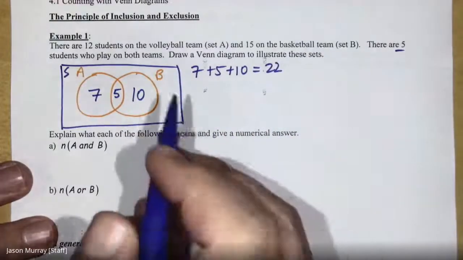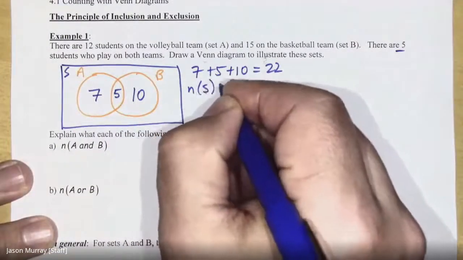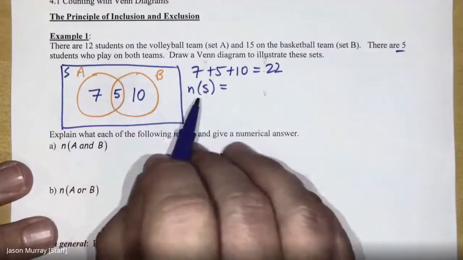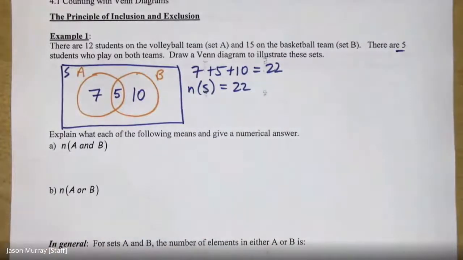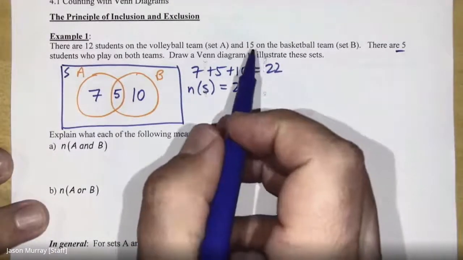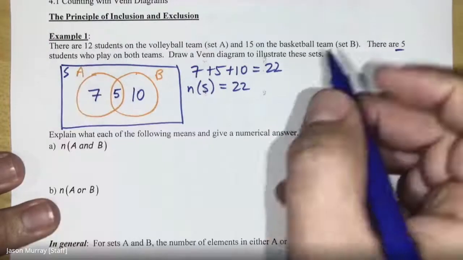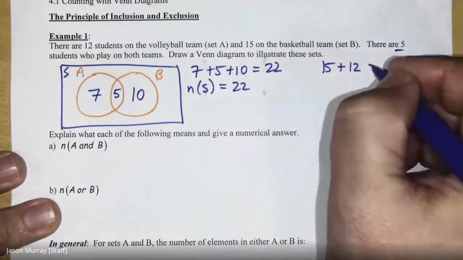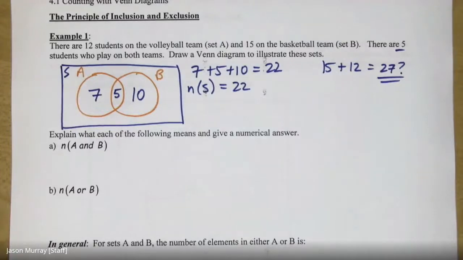And so that means that in the universal set, if I was to ask you n(S), what is the number in S in this situation? We would say that there are 22 students in the universal set. We're accounting for 22 athletes here. But when you add 15 plus 12 up, you get 27, right? 15 on the basketball team plus 12 on the volleyball team adds up to 27. Why would that add up to 27 and not 22?